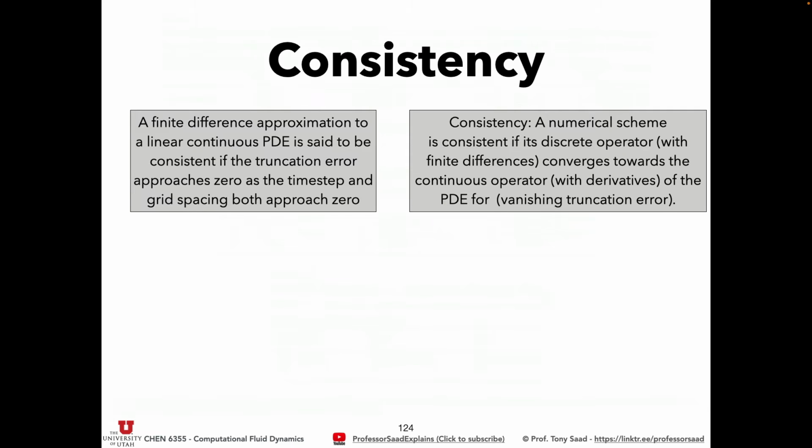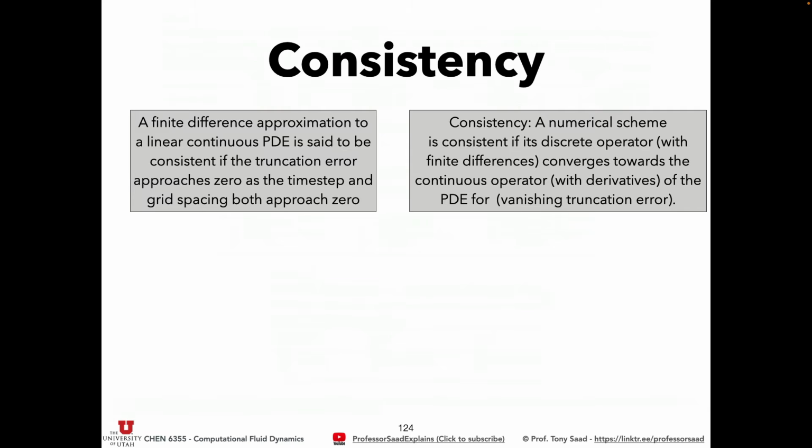Next, we talk about consistency. I have 2 definitions of consistency. We'll read them. A finite difference approximation to a linear continuous PDE is said to be consistent if the truncation error approaches 0 as the time step and grid spacing both approach 0. So as you shrink dt and delta x, your truncation error will go to 0. Or another definition, a numerical scheme is consistent if its discrete operator converges toward the continuous operator. So if your numerical approximation to the derivative actually converges to the true derivative.